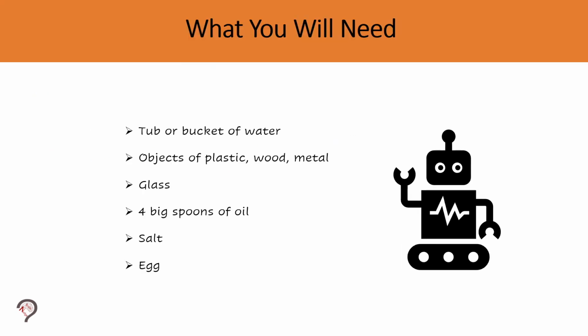For the experiments that we will be doing today, you will need a tub or bucket of water, objects made of plastic, wood, or metal, a glass, 4 big spoons of oil, salt, and an egg. You can pause the video here and collect these items now, or you can pause the video just before we start the experiments.